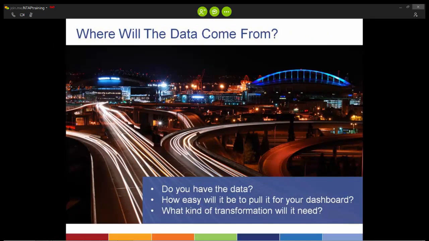And then think about where you're actually going to get this data. Do you have it? How easy will it be to get it from where it is into a dashboard? We'll talk more about the technical aspects, but just because that data exists doesn't mean that it's easy to get together, or especially to pull automatically.